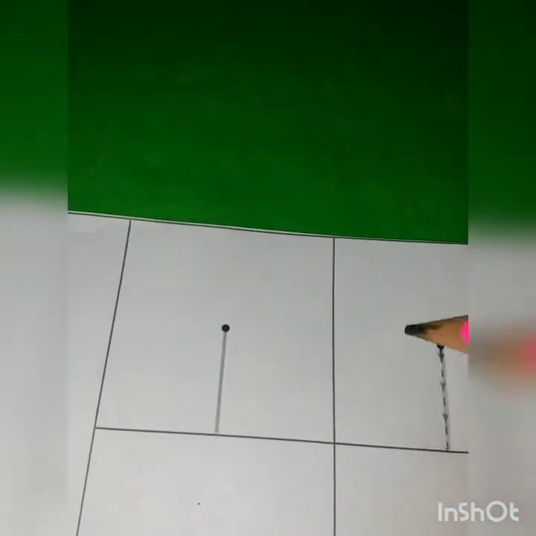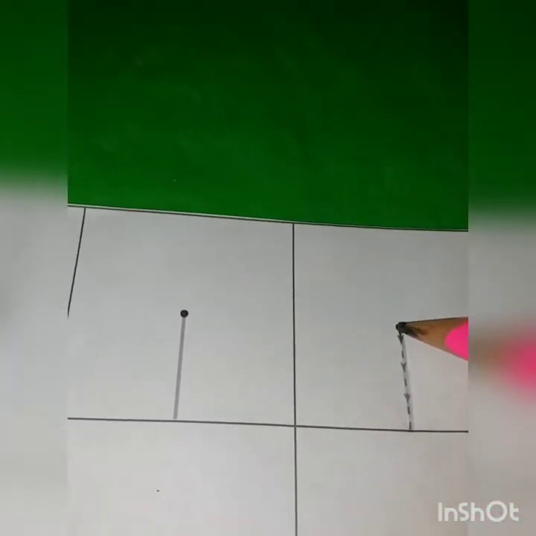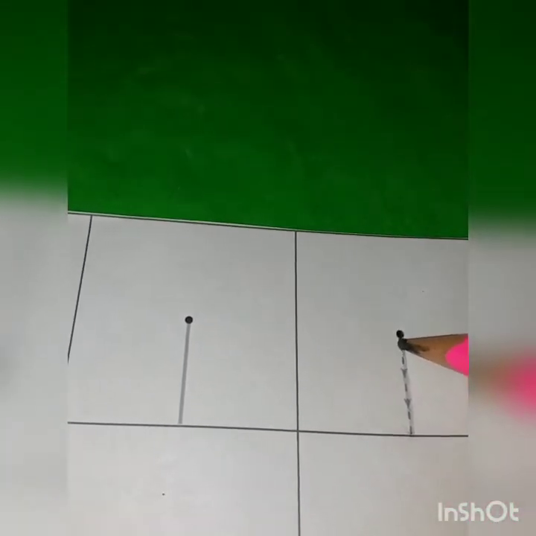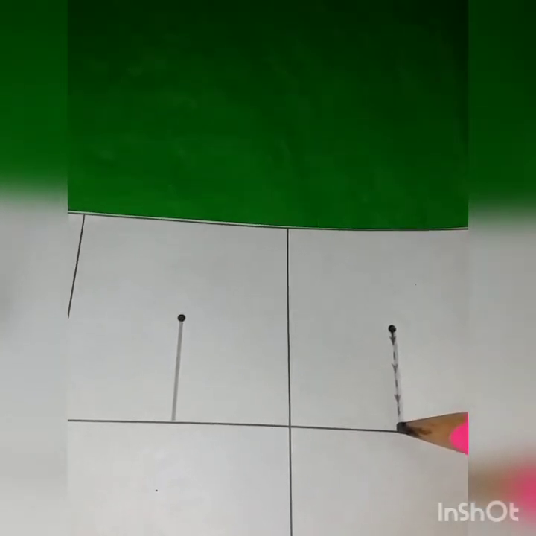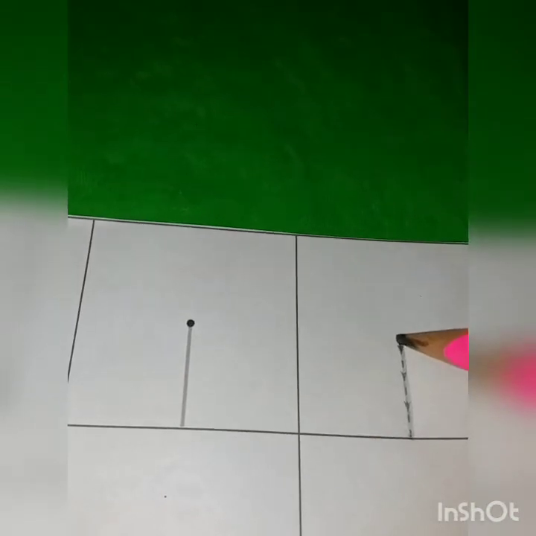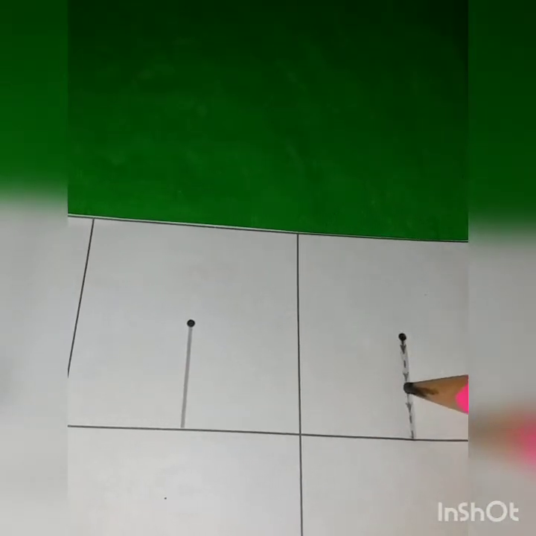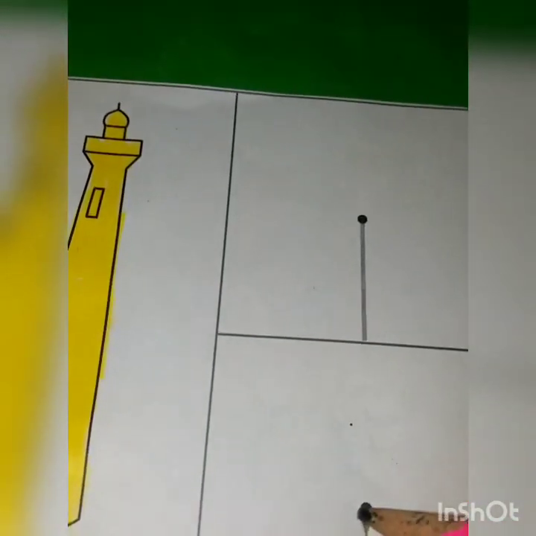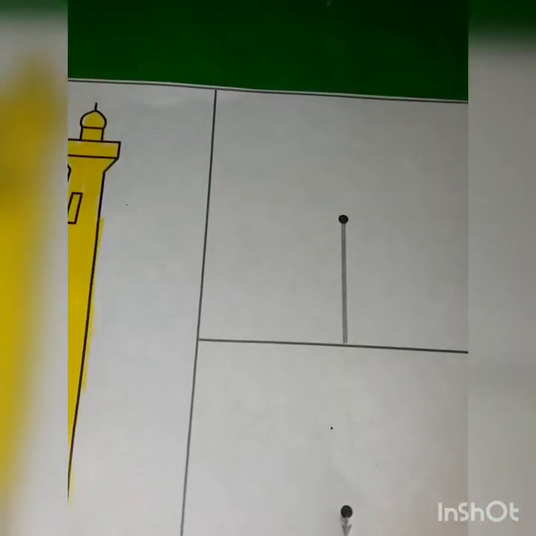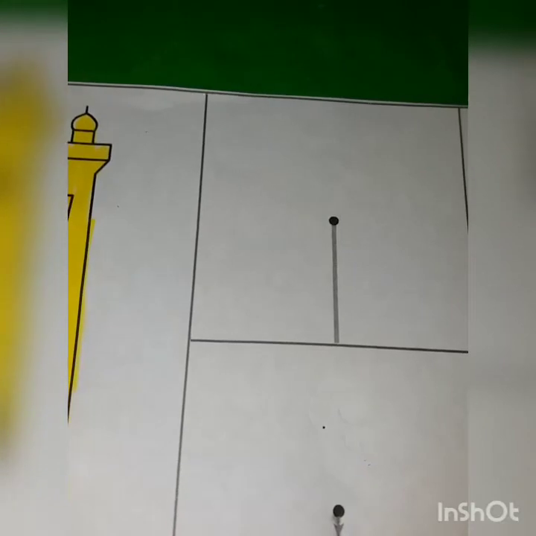Okay, for writing of number 1, you put your pencil tip on starting point, then go up to down. Now make a standing line. Go up to down and make a standing line. Look again. You go up to down and make a standing line. Very good.